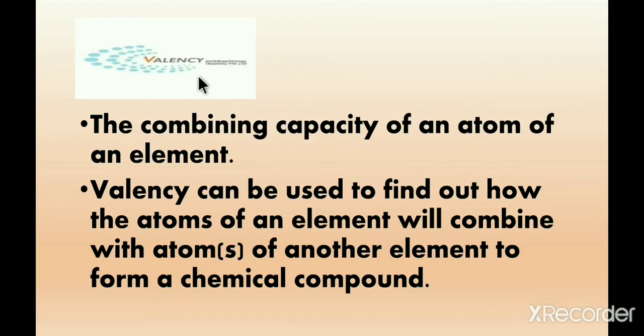Next term is valency. Valency is the combining capacity of an atom of an element. So here now you will be able to write the definition of the term valency. That is, we have achieved the first learning outcome. Valency can be used to find out how the atoms of an element will combine with atom or atoms of another element to form a chemical compound.